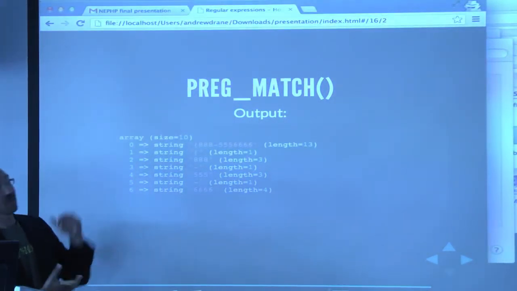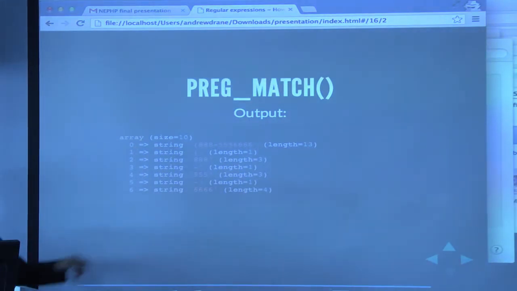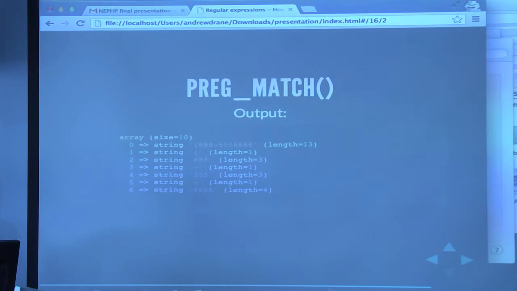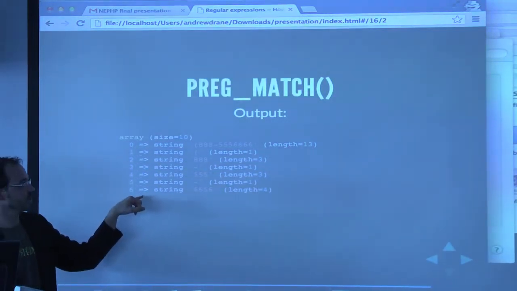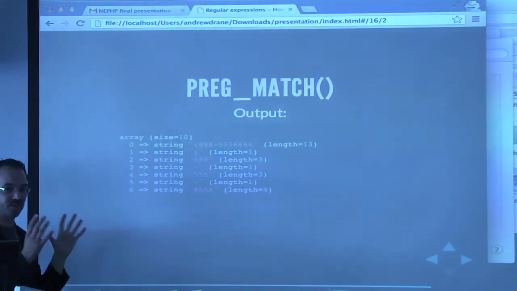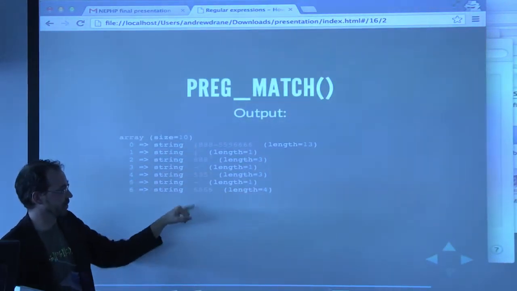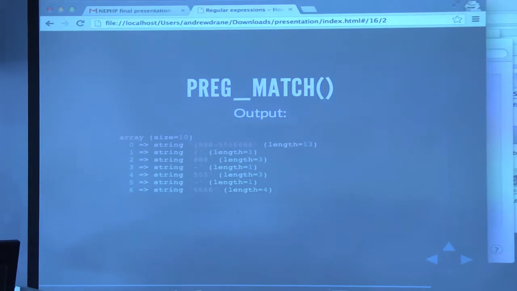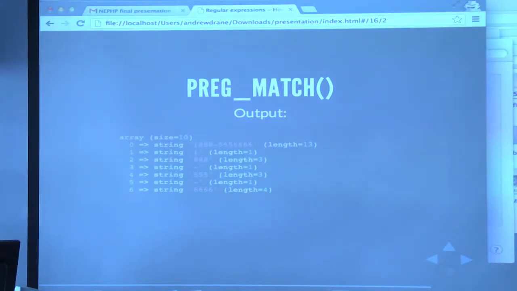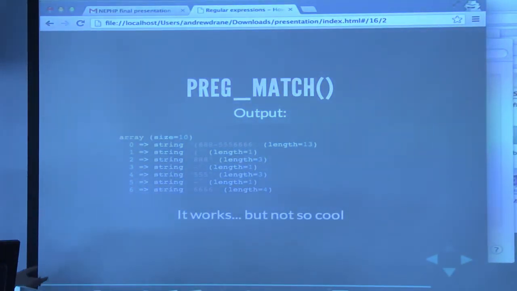But okay, so basically this is what it returns. We get the first part, which is a match, and it returns the actual string that matched. And we get all those array elements, which are the sub-patterns that we used. Whatever was between parentheses in my regular expression is all returned here, so you can actually use some parts of the match. Say you only wanted the regional or the area code, you can use it here. But it's not so cool. It's not formatted, and it's the second element or the first element.